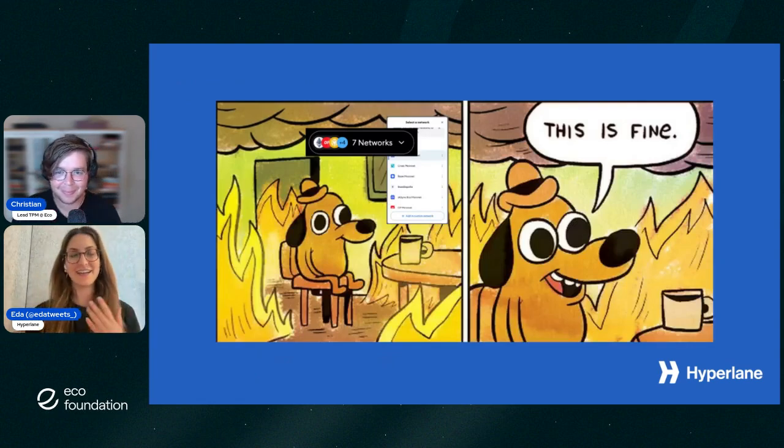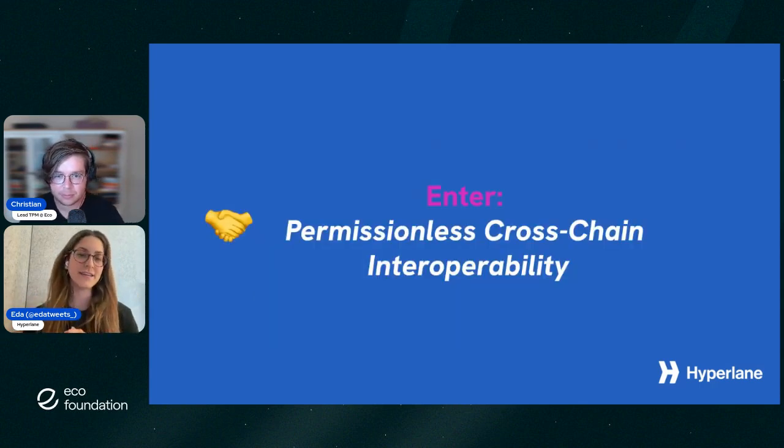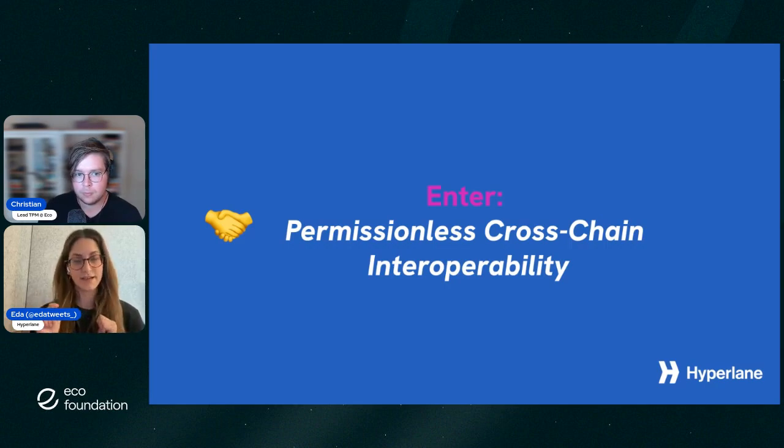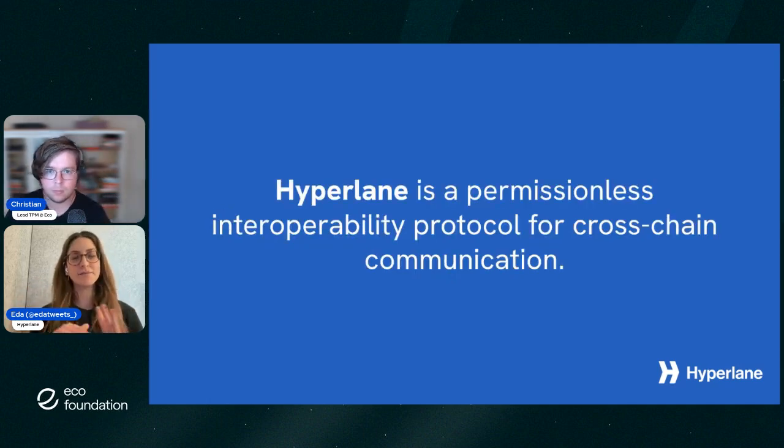That's not an ideal scenario. When we are in Ethereum, you want to make that transition and that UX easy for developers. And that is exactly where permissionless cross-chain interoperability comes in, and where we will be talking about Hyperlane. I know that's a mouthful, so I will deep dive into what all of this means. But simply put, Hyperlane is a permissionless interoperability protocol for cross-chain communication with modular security.